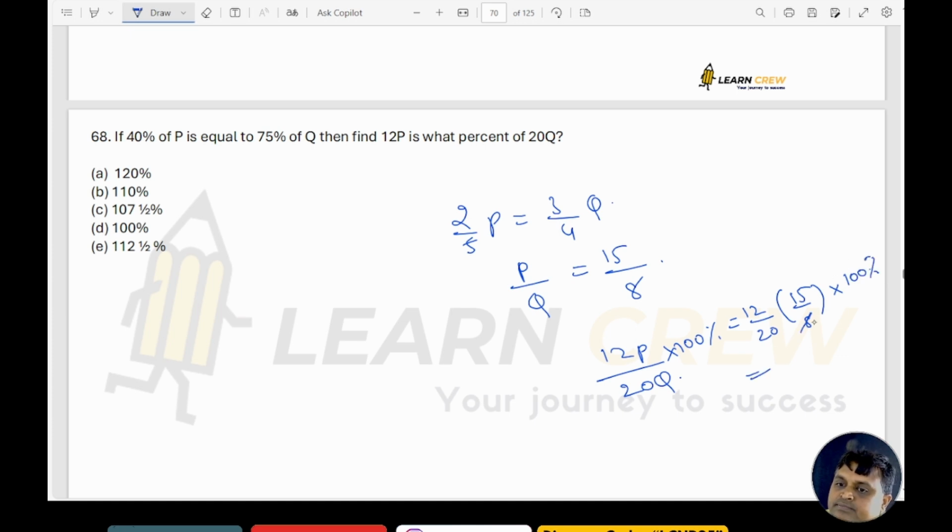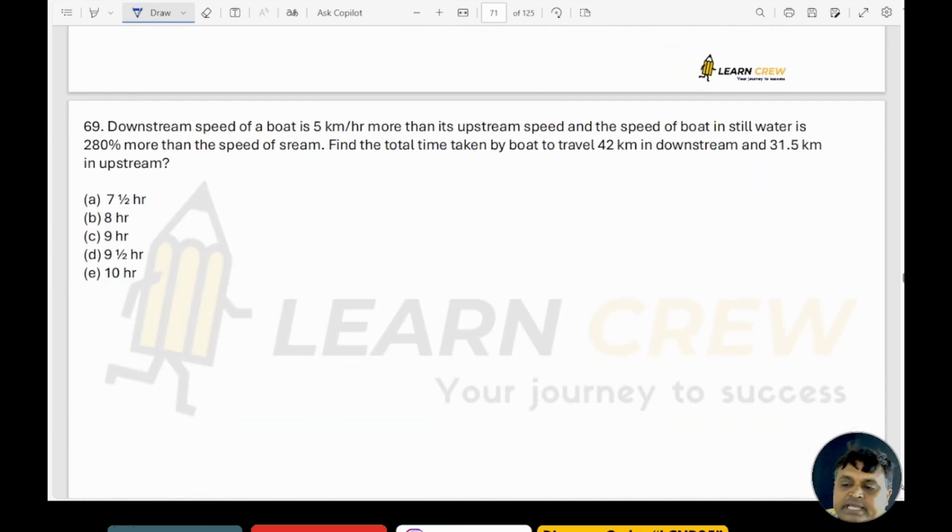4 2s are 8, 4 3s are 12, 25s are 100. Now my value is here 15 5s are 75, 75 3s are 225 by 2, 112 and a half. 112 and a half percentage. Then question number 69.